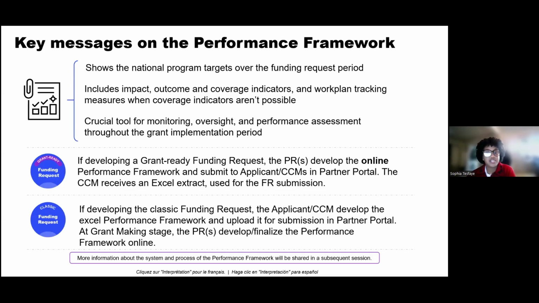And more information about the system and processes for the performance framework will be shared in a future information session. Next slide, please.